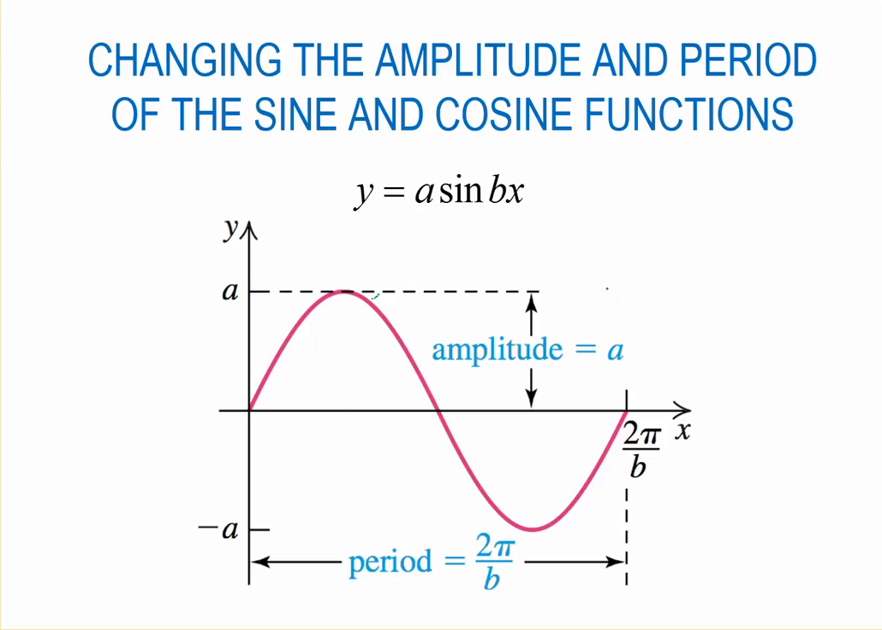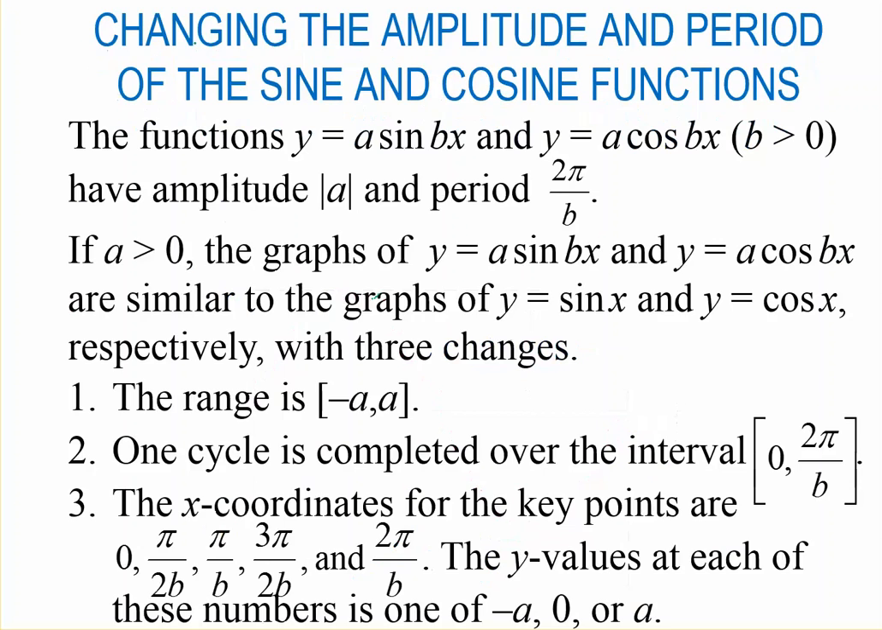And the period is an interesting one. Period is 2 pi divided by b, and the b is the multiplier over here. So let's go back just real quickly. Let's use this formula up here.